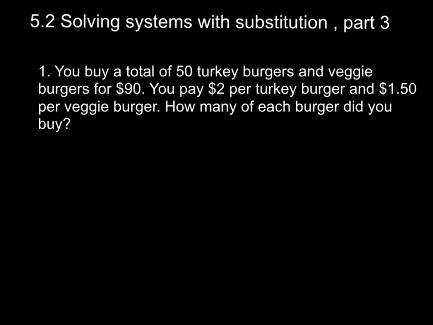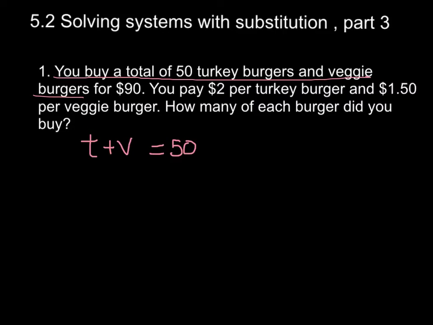So as we set this up, we're going to start with our first piece of information. You buy a total of 50 turkey burgers and veggie burgers. So that means my total is going to be 50. Well, I have T turkey burgers and V veggie burgers. If I add them together, I have to get 50. So the total amount that you have is always going to be like X plus Y equals 50. T plus V equals 50. So in this problem, that's our first equation.